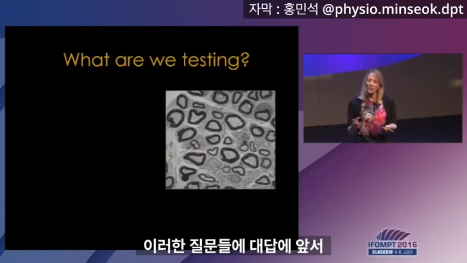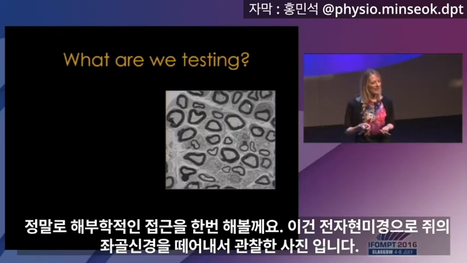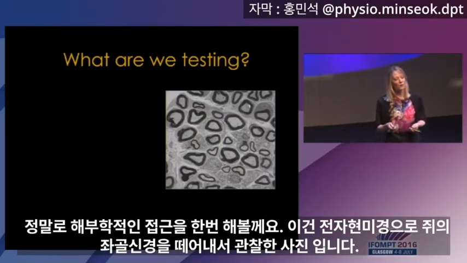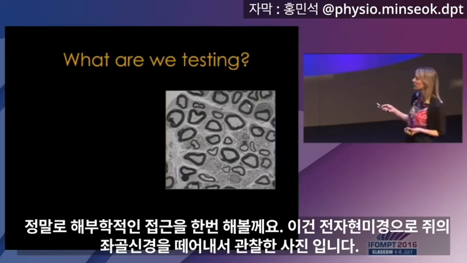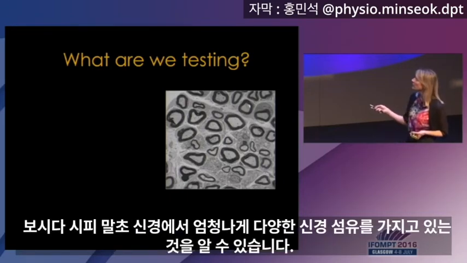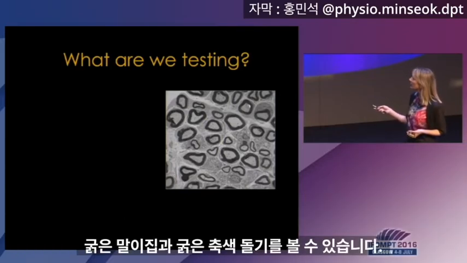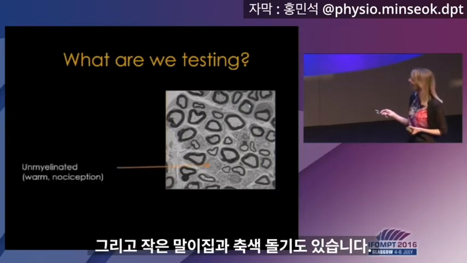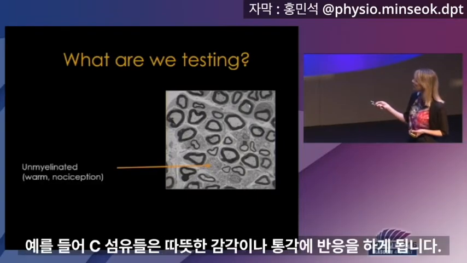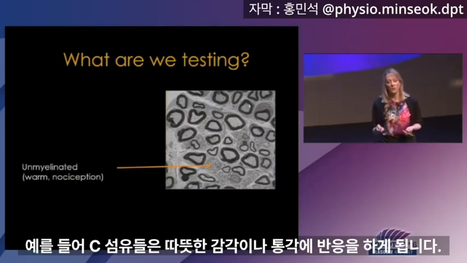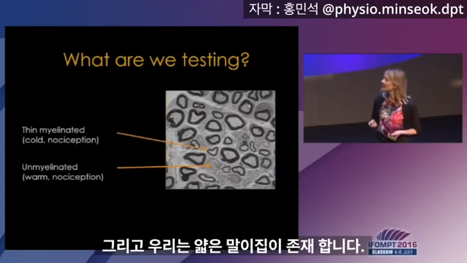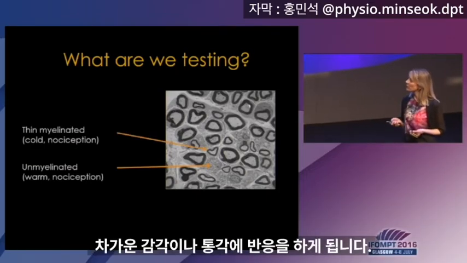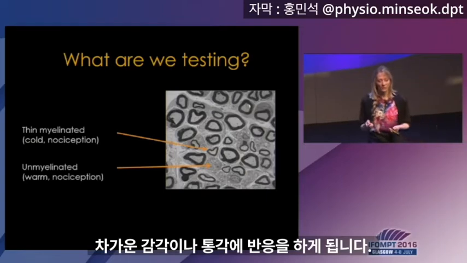Now, in order to answer this question, I would like to take you back to the actual anatomy of a nerve trunk. This is an electron microscopy image that I took of a sciatic nerve of a rat. You can see that we have a lot of different nerve fibers within the peripheral nerve trunk. We have the thick myelinated big axons, and then we have small unmyelinated axons, for example, C fibers, which are responsible for warm sensations or nociception. And we have the thin myelinated nerve fibers, which mediate cold and nociception.